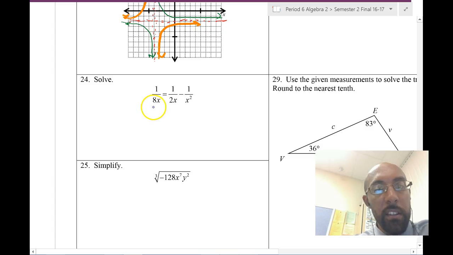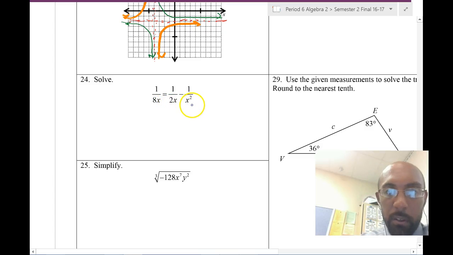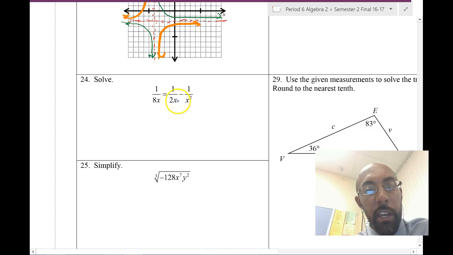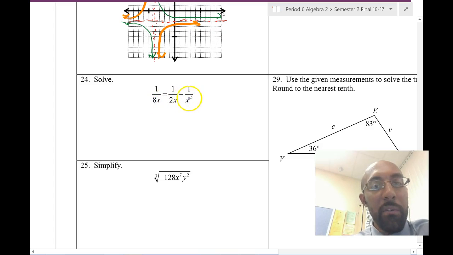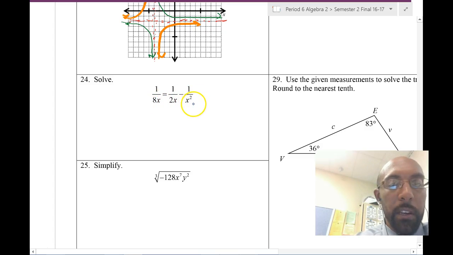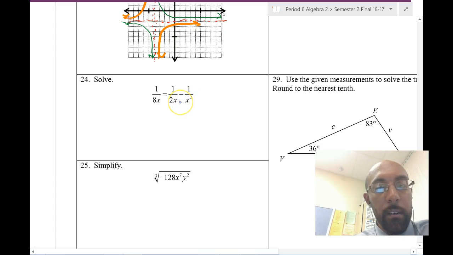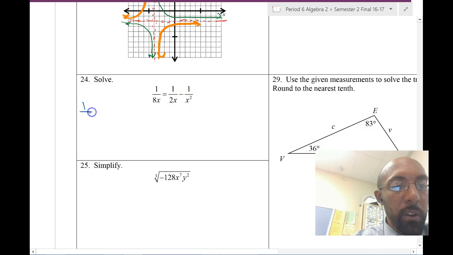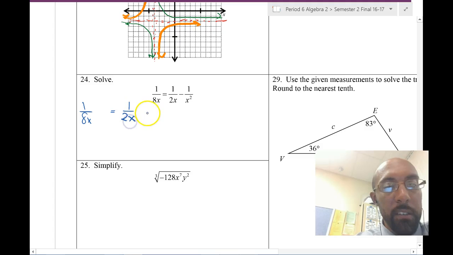All right, so now this next one here, this is solving rational equations. Now what we want to do here is we want to get rid of the denominators. Getting rid of denominators makes life a lot easier. So I'm first going to spread this out. It makes it a lot easier because we're going to cancel out all these denominators. So if I spread it out, it makes it easier to work with.